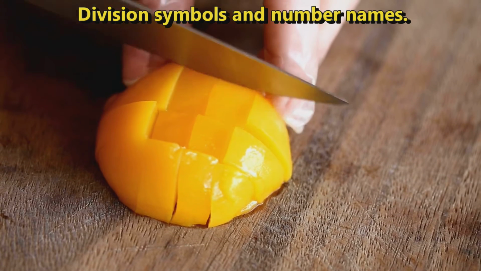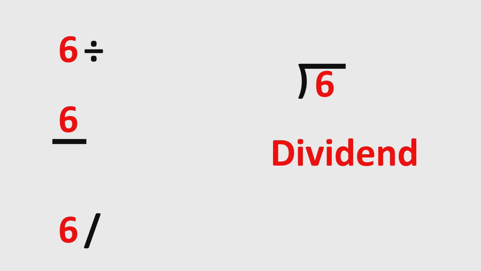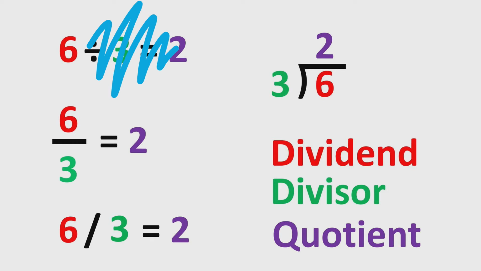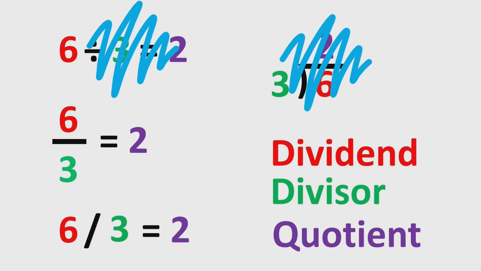Next, we'll discuss division symbols and number names. Which symbol or symbols means the division operation? All of these symbols represent the division operation. All of them say 6 divided by 3. The number that is divided is called the dividend. The number that does the dividing is called the divisor, and the number that is the answer is called the quotient. In middle school and beyond, we rarely use the division symbol or the long division sign.